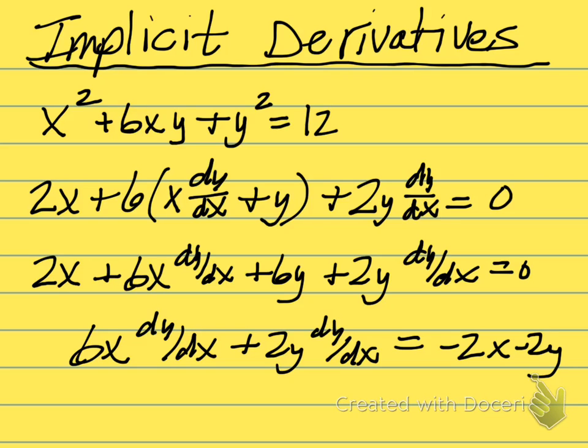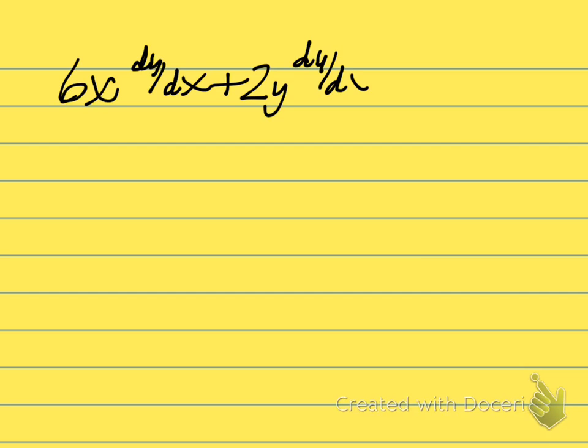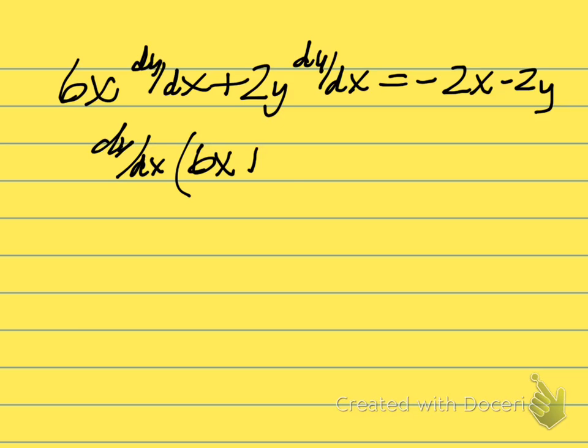We're going to have to move on to another slide because I'm out of room here. So here's where we left off: 6x dy/dx plus 2y dy/dx equal to negative 2x minus 2y. Let's look at this left-hand side. They have a dy/dx in common. So algebraically, how about if we factor that out? So dy/dx times 6x plus 2y equals negative 2x minus 2y.